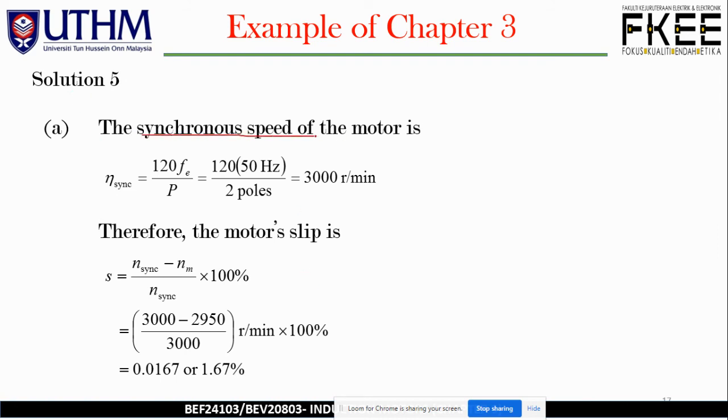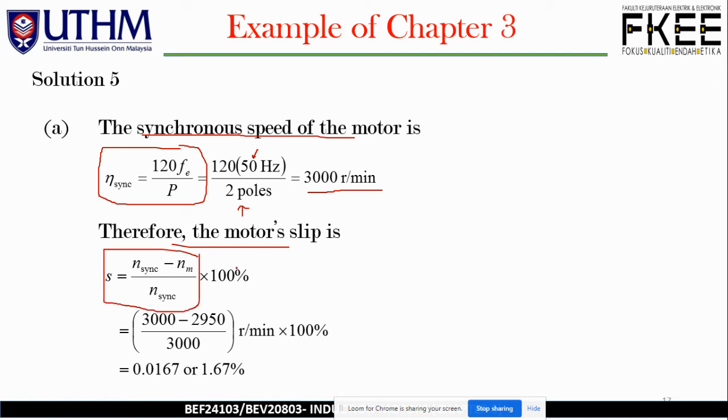The synchronous speed of the motor is again n_sync equal to 120 f_e over P. So set the value of frequency and also the number of poles, giving us n_sync equal to 3000 revolutions per minute. Therefore, the motor slip is s equal to, try to record the equation of s, n_sync minus n_m over n_sync multiplied by 100%.